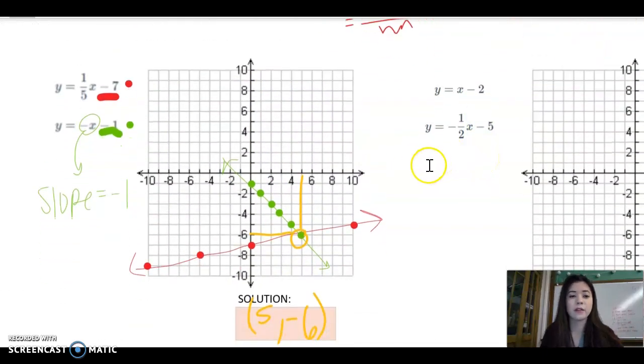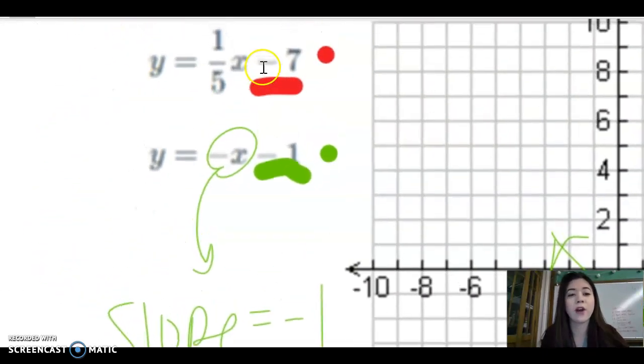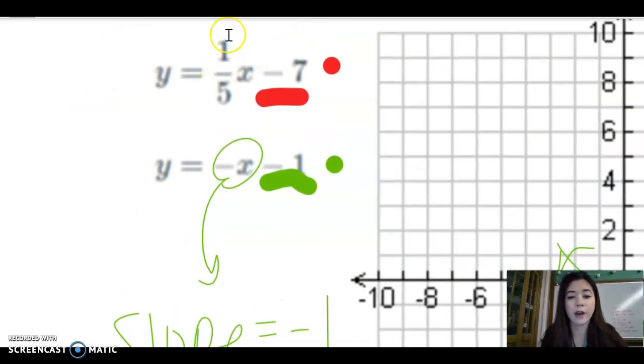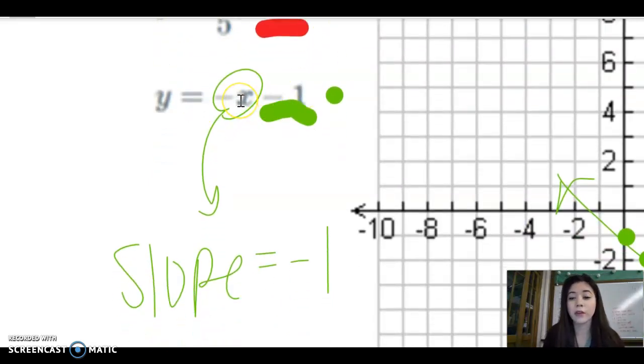Okay. So again, when we have a fraction, that tells us how many up. If it's negative, it tells us how many down. And then the number on the bottom tells us how many to the right we go. When there is nothing in front of our x, that's a slope of 1, and you would go up 1 over 1. Here, it was a -1, so we went down 1 over 1.